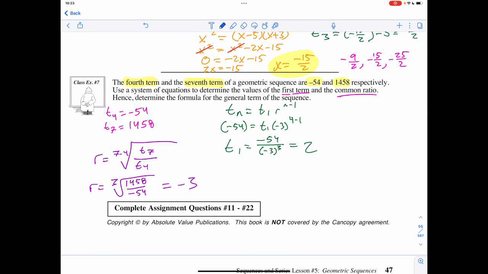So I can say that my general term is going to equal 2 times negative 3 to the power of n minus 1. And that's it.